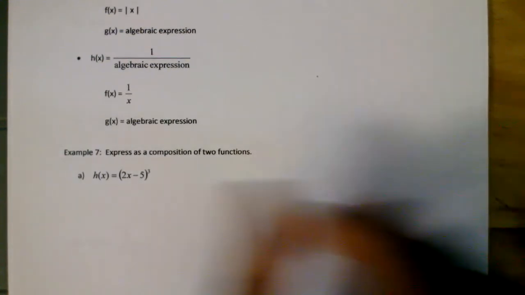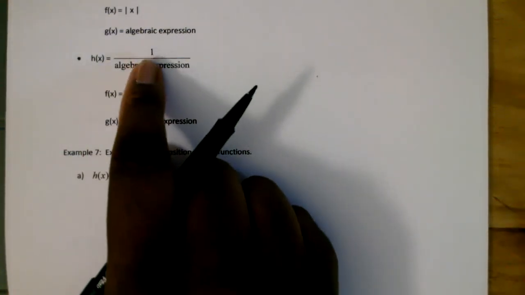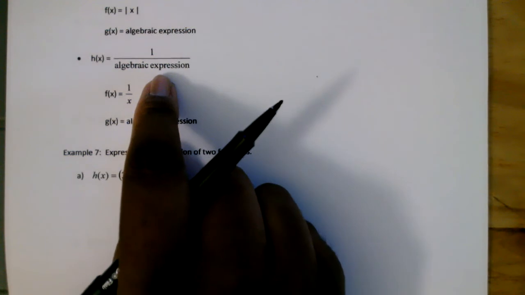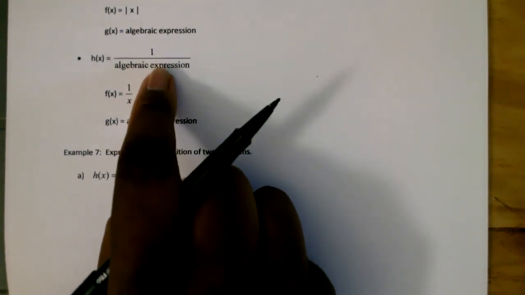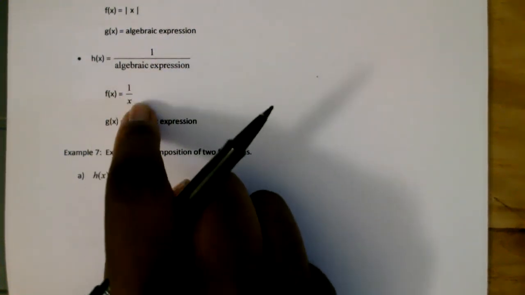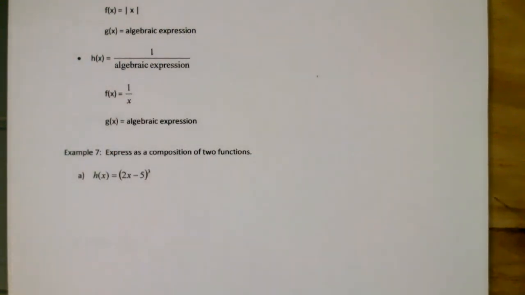And h of x equals 1 over the algebraic expression. This is the fourth possibility. Well, in this case, what is in that denominator will be your g of x, the algebraic expression. So that algebraic expression was put in place of x, so that means f of x will have to be 1 over x.